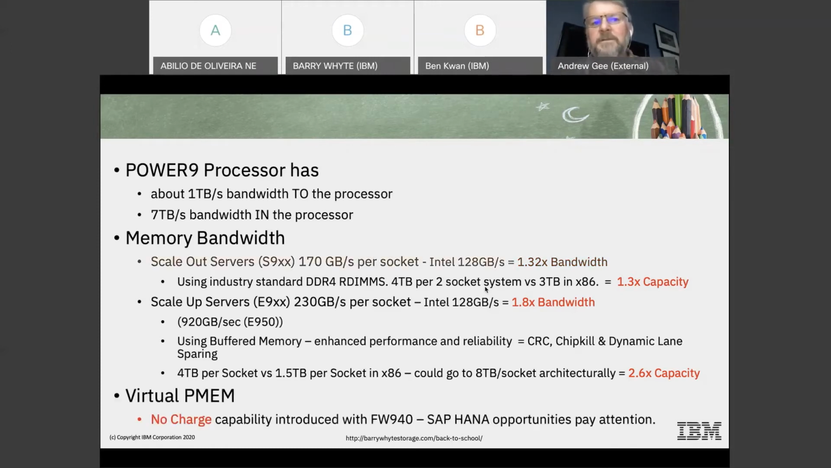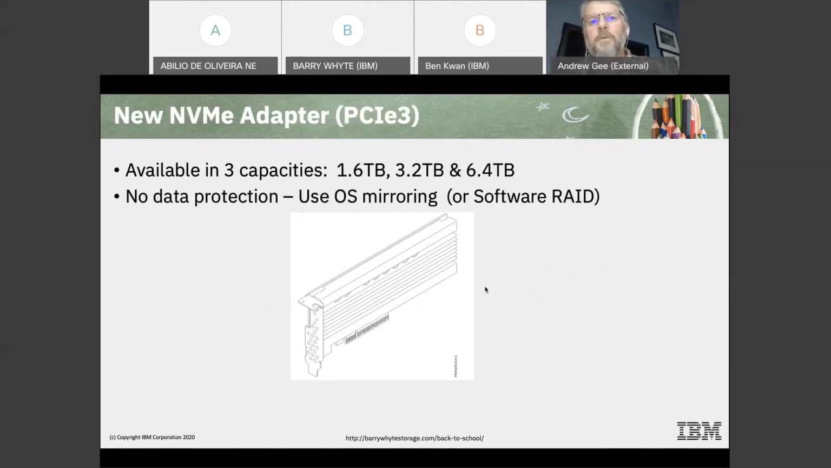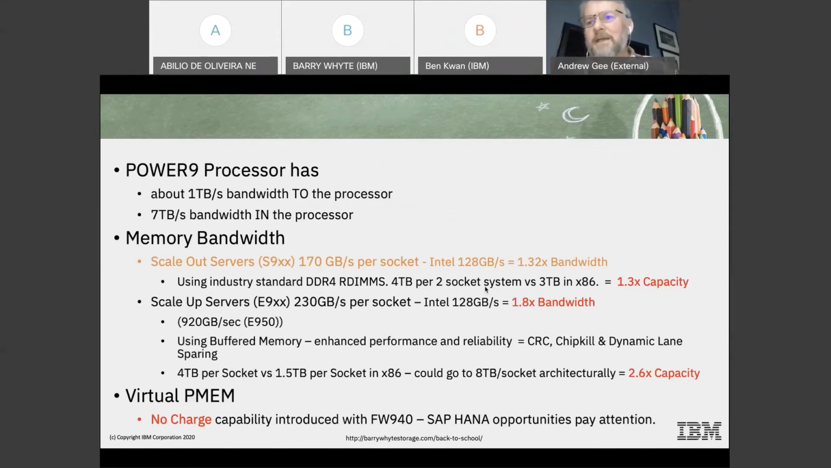Virtual PMEM, we've just covered. It's a no-charge capability introduced with firmware 940. Oh, one last thing. I just noticed I made the color change and I nearly missed it again. So for the scale-out servers, until the end of June we have a twofer offer, shall we say. So talk to your geos. You can buy 512 gig of RAM and only pay for 256. That's an offer available in the scale-out servers only. And I think it's limited to the 32 gig increments. So just check with your geos to see if that's available. It's available until the end of June.